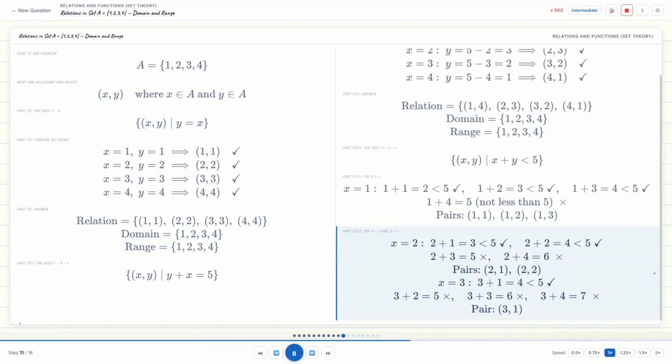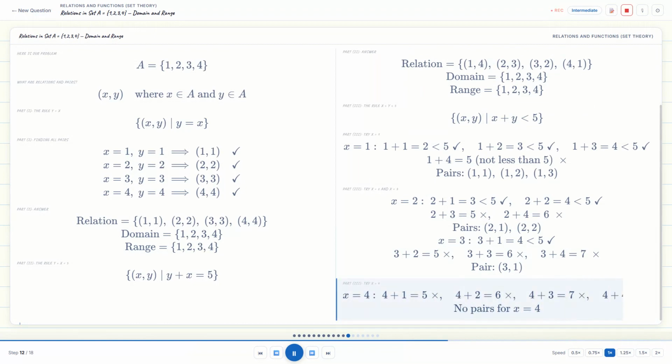When x is 2, only y equal to 1 and y equal to 2 work because 2 plus 3 is already 5. When x is 3, only y equal to 1 works because 3 plus 2 is already 5. When x is 4, even 4 plus 1 gives 5, which is not less than 5. So x equal to 4 gives us no pairs at all.